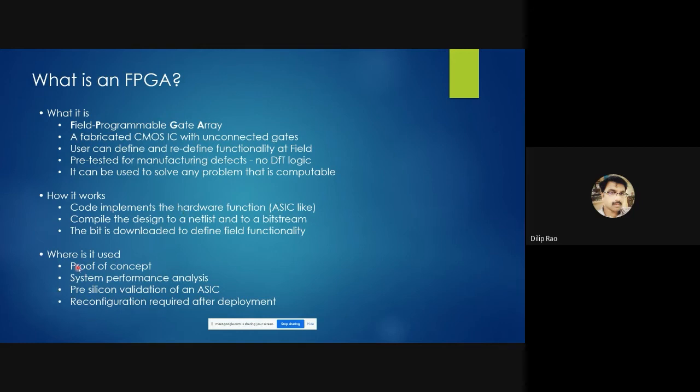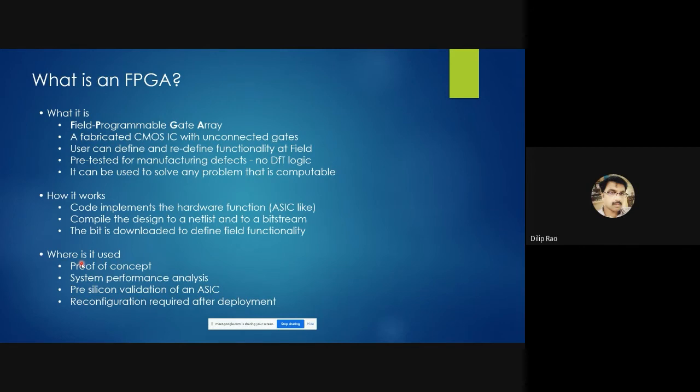So, in conclusion, an FPGA is a high-end cousin of all these other programmable logic devices. For example, we saw what a PLA is, what a PAL is, what a CPLD is. You can think of an FPGA as a high-end, more complex, and much more expensive cousin of these programmable logic devices. The first commercial FPGA came out in the market in 1985.